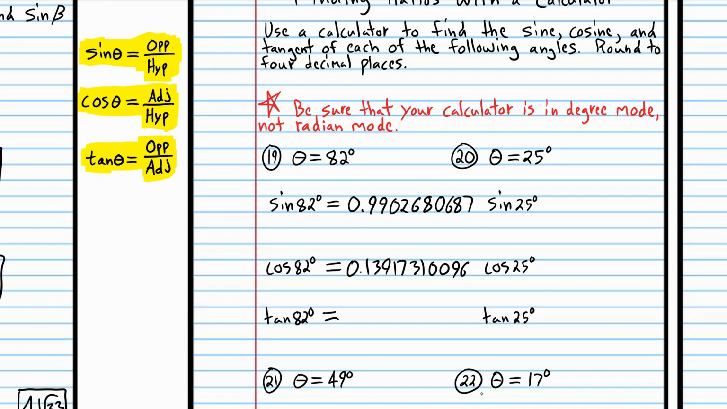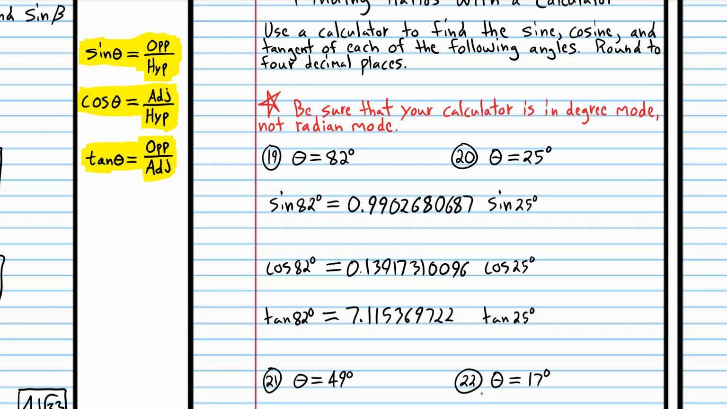Also, if you accidentally push the second button, you're going to see buttons like sine -1. Don't push that button. That's wrong. That's going to give you the wrong answer. But tangent, that's going to be 7.115369722, and it just keeps going on and on.